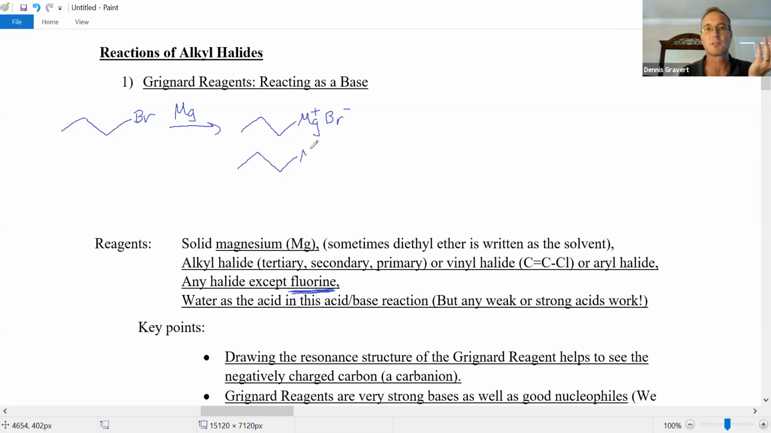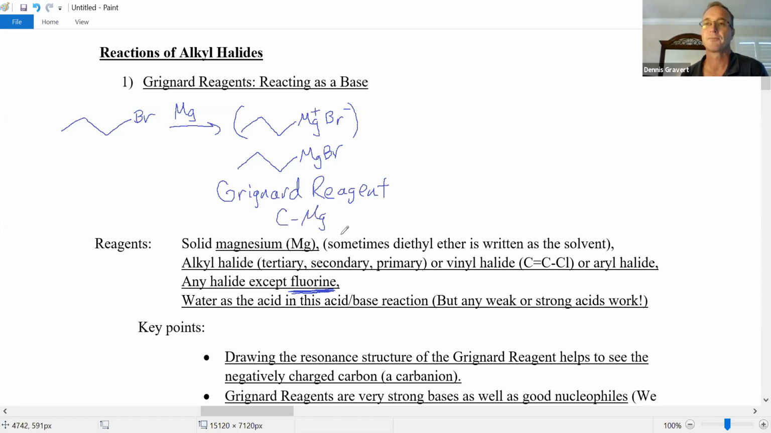Most of the time we don't even write the charges. We just write the Grignard reagent like that. So I'll put that in parentheses saying, hey, that's what's actually happening with the charges, but we'll just draw the product like this, and this is called the Grignard reagent. It's characterized by a carbon to magnesium bond.